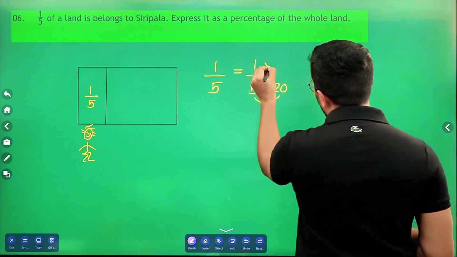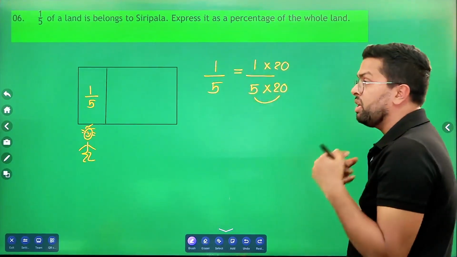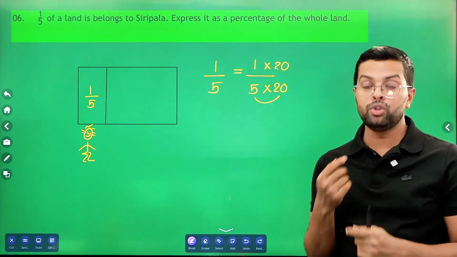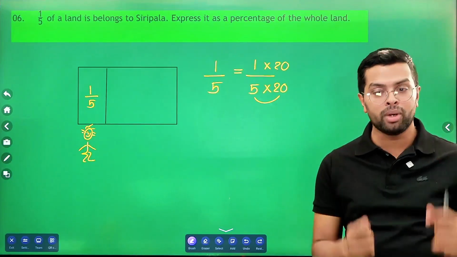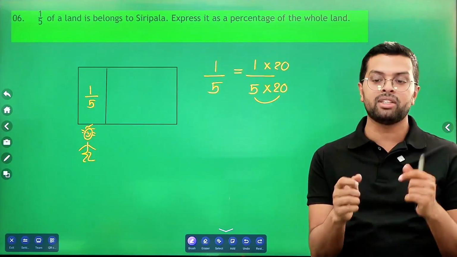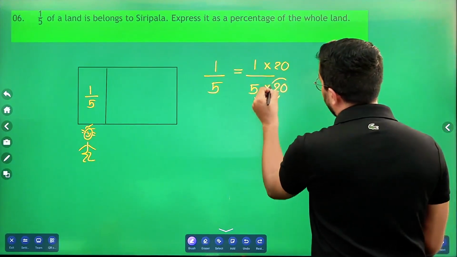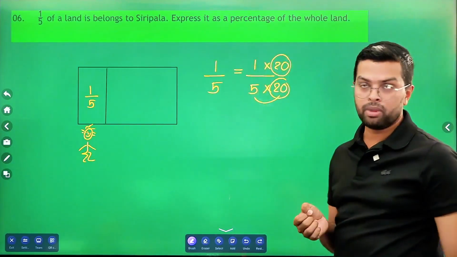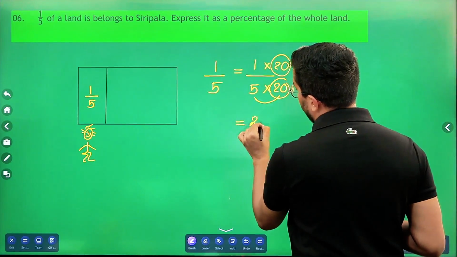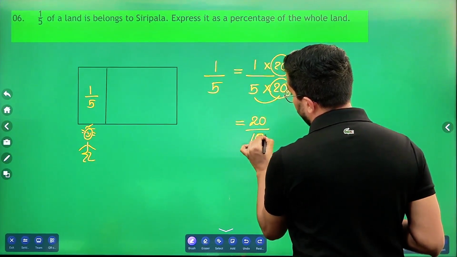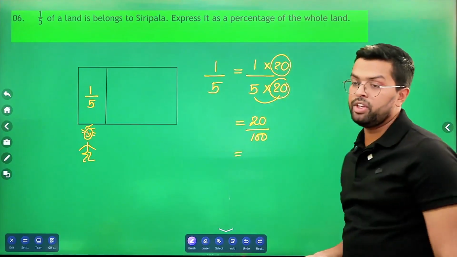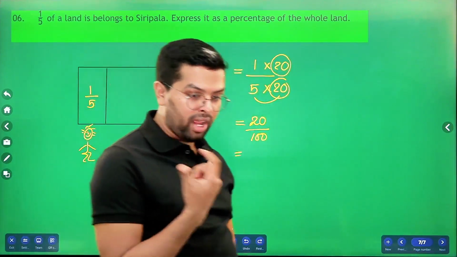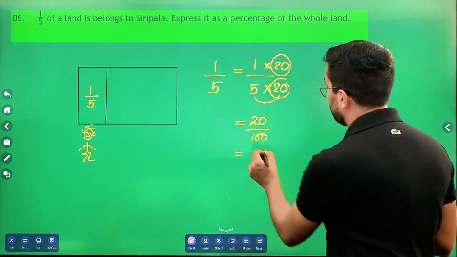Let's multiply 1 also by 20, because with equivalent fractions, if you multiply the denominator by a number, you need to make sure you multiply the numerator by the same number. So 1 times 20 is 20, and 5 times 20 is 100. Now we have a fraction where the denominator equals 100. Right. Now we can represent this fraction as a percentage, 20%.